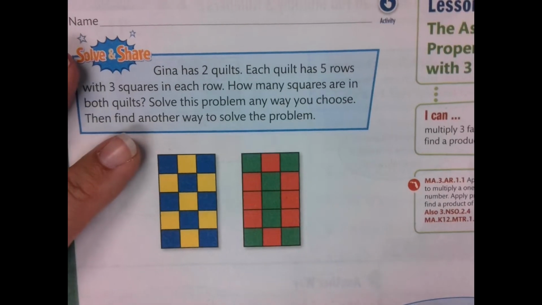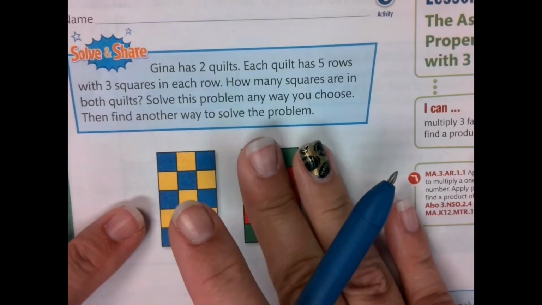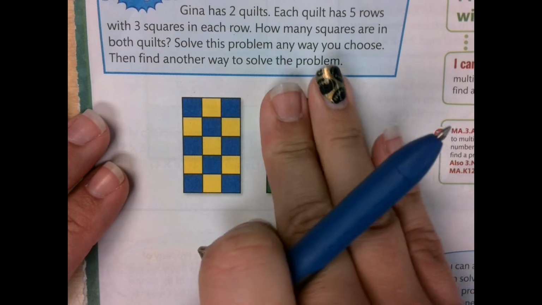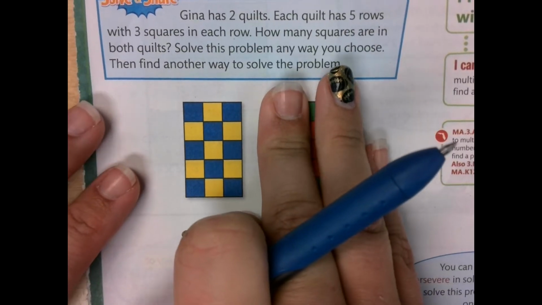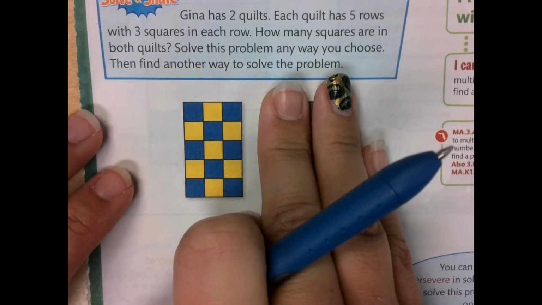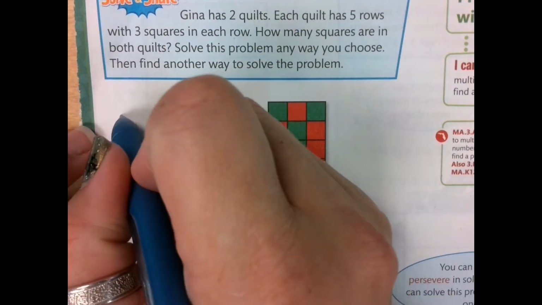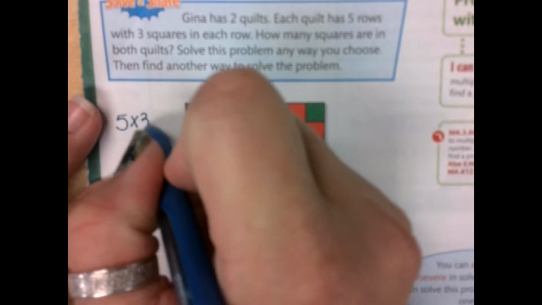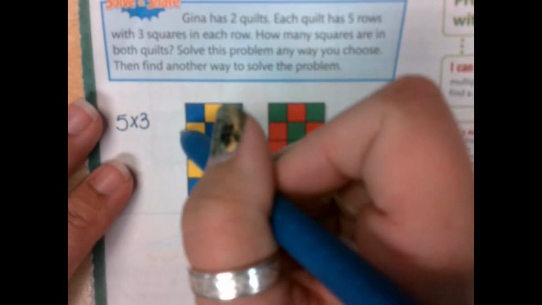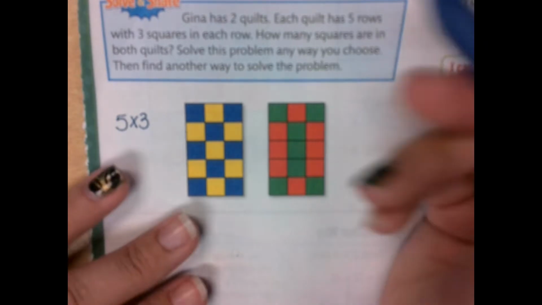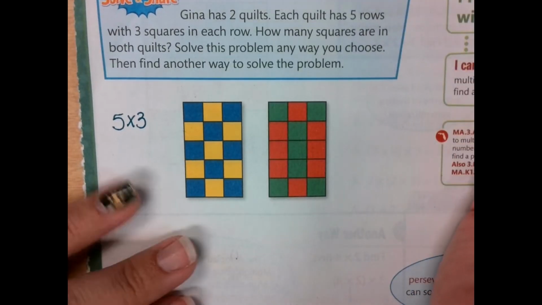So first things first, if I just look at one quilt, 5 rows, 3 in each, what's the math problem for that? What would be my multiplication problem? There, 5 times 3. Rows go first, so 5 rows: 1, 2, 3, 4, 5. And 3 in each, so there we go, 5 times 3. But how many quilts are there?